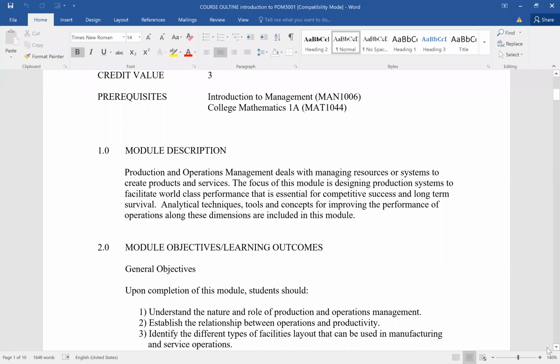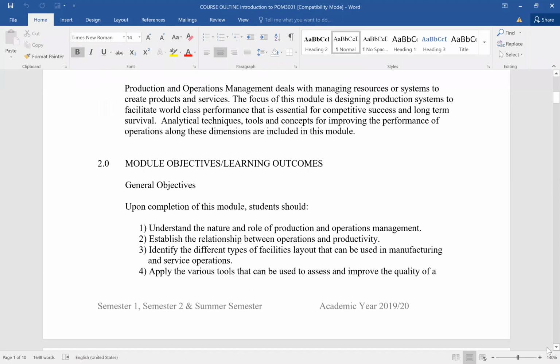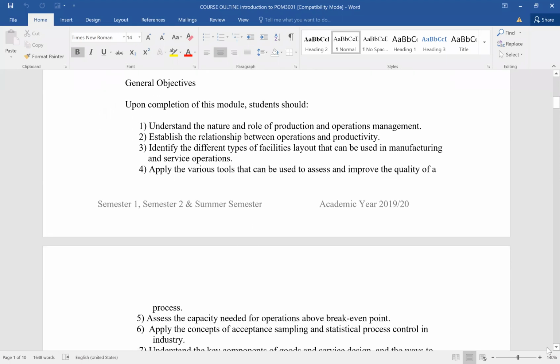So analytical techniques, tools, and concepts for improving the performance of operations along these dimensions are included in this module. Right? General objectives. When you complete this course, you should understand the nature and role of production and operations management, right? Establish the relationship between operations and productivity. Obviously there's a relationship there, right? And identify the different types of facilities layout that can be used in manufacturing and service operations. So look at the layout.